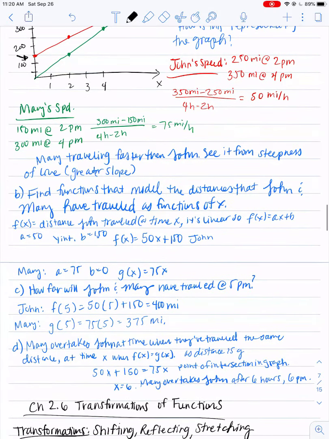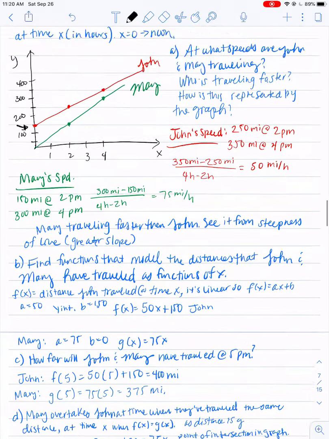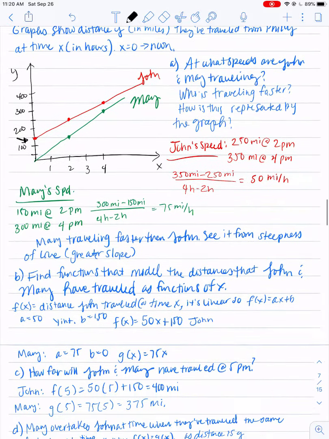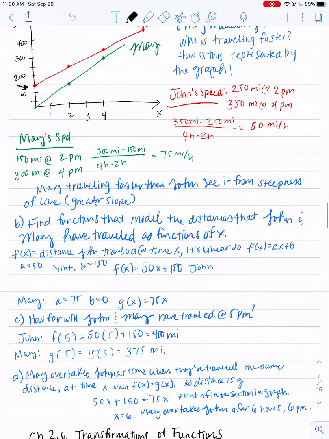Okay, now we want to find when Mary overtakes John and at what time that happens. So Mary overtakes John at the time when they've traveled the same distance, at time x, when f of x equals g of x, as distance is y. So we have 50x plus 150 equals 75x. So we want to find the point of intersection in the graph.